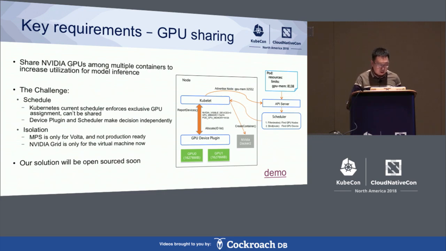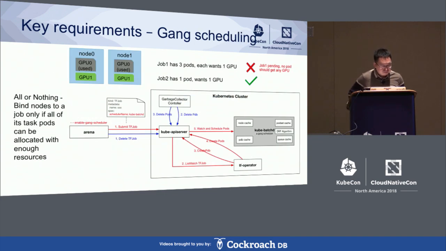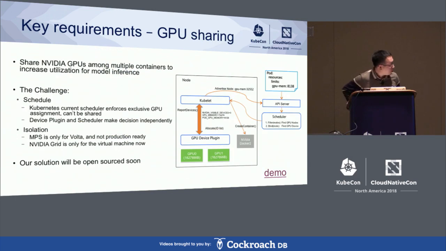And for the isolation level, we will reuse MPS and some Alibaba technology to conquer it. And we will open source this solution later. Okay, let's go see the demo first.